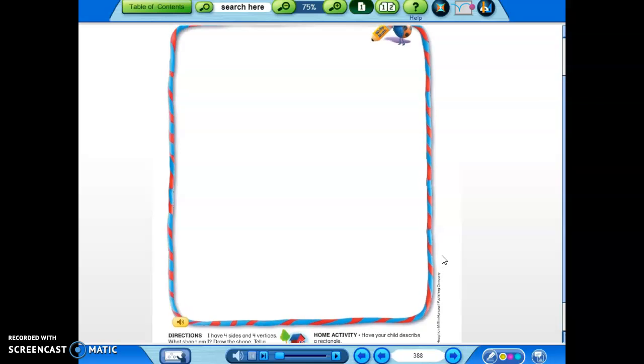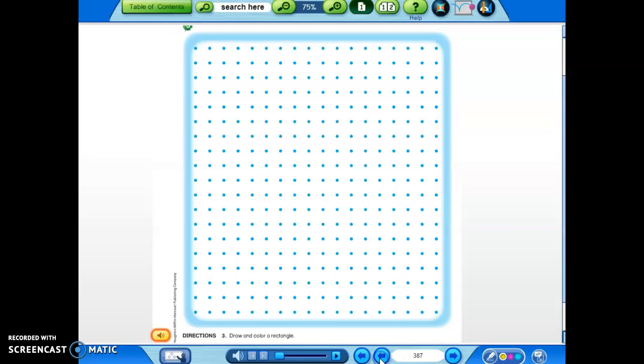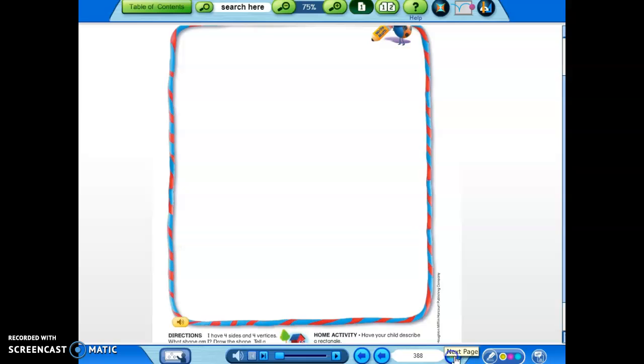I have 4 sides and 4 vertices. 2 sides are short and 2 sides are long. I want you to draw the shape I just described and color it. So on this page, you're going to draw and color a small, medium, and large rectangle. On this page, you're going to draw the shape I described and color it.